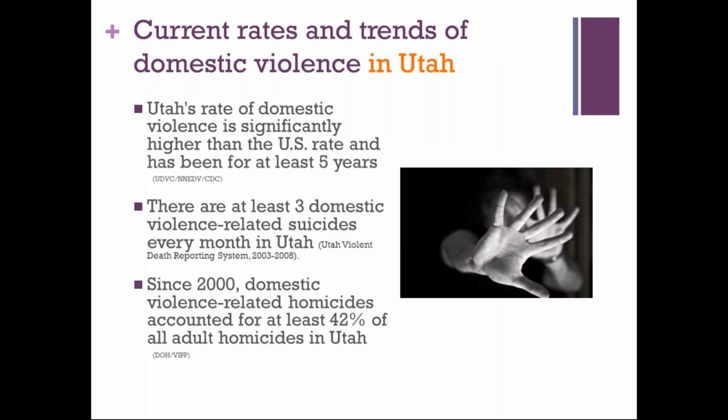All right, so now let's talk about the current rates and trends of domestic violence in Utah. The domestic violence rate in Utah has been a lot higher than the U.S. rate for about the last 5 years, and we're seeing really interesting things happen in Utah. For example, we have at least 3 domestic violence related suicides a month in Utah. So think about the folks that will be affected by domestic violence related suicide. So not only survivors, right? Folks that feel like there's maybe no way out, that they just can't do it anymore, right?